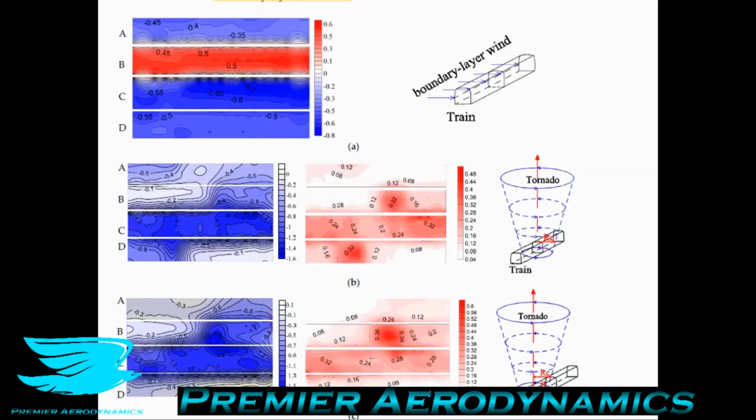So under the boundary layer crosswind conditions, the pressure coefficients of the windward side of the train were found to be positive, so the side facing the tornado. And that makes sense because you have all this flow that's hitting that side, and that means that you have a higher dynamic pressure, and that means you get a higher total pressure. The pressure coefficients on the upper and lower surfaces of the train car were negative due to airflow separation. So that also makes sense when you have flow hitting an object which has sharp corners.